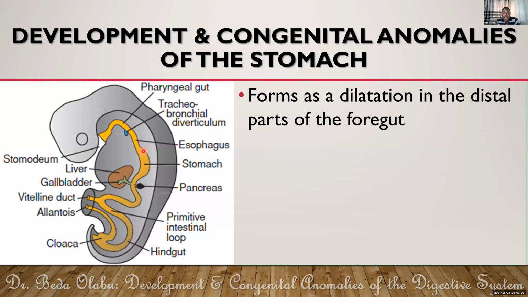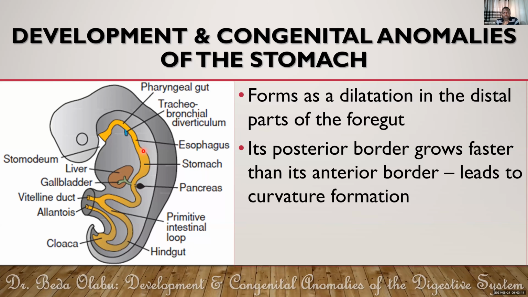Now remember, it just dilates fast. After the dilatation, the next step is this: the posterior border of the future stomach grows faster compared to the anterior border of the future stomach. That has an implication. The implication is that the stomach is going to form a curvature. The stomach is going to curve. Let's assume this.